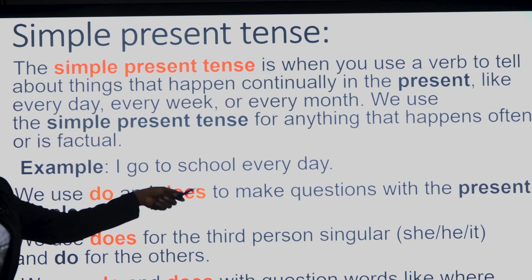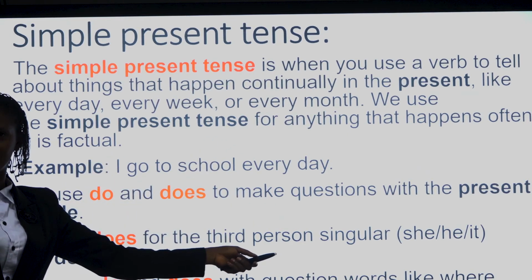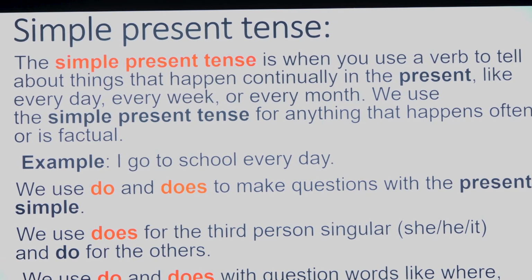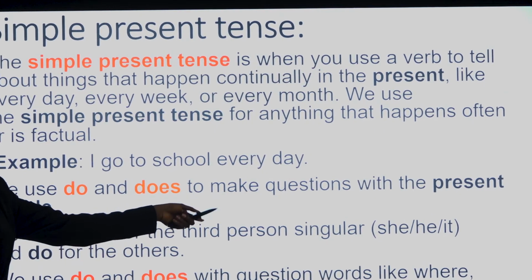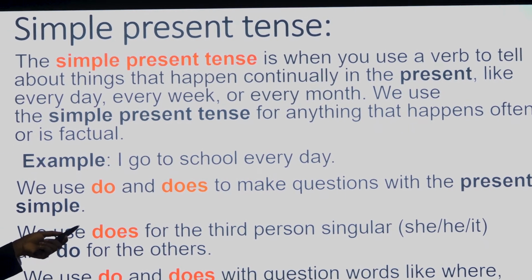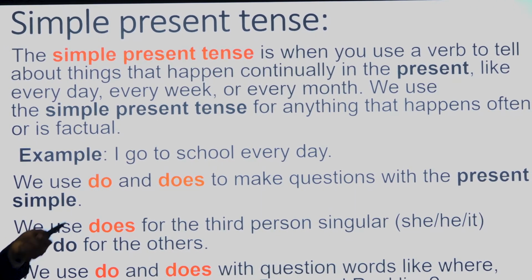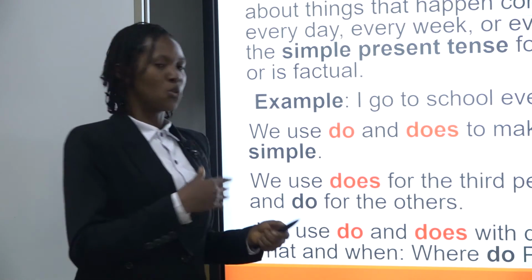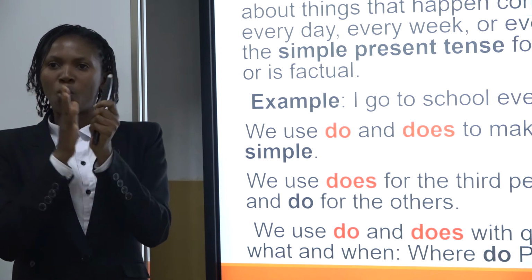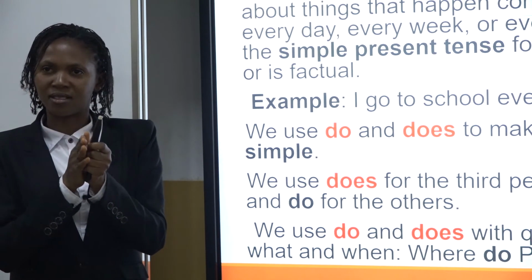Example: I go to school every day. "Every day I go to school" is present tense. We use do and does to make questions with the present simple tense. When we want to ask questions, we can use do. Do is used when it's plural, maybe involving one, two, or more persons.